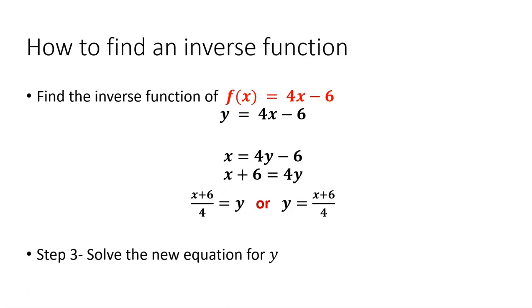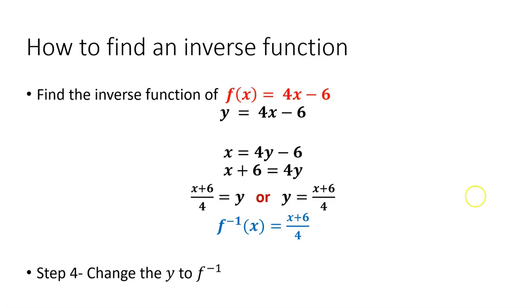You may be required to also then change that y to that f negative 1 thing to indicate that it's the inverse function. And you can write it like this. The inverse of f of x is x plus 6 over 4. That's really how you do it. Change the f of x to y, switch x and y, and then solve for y, and you will end up with your inverse function.